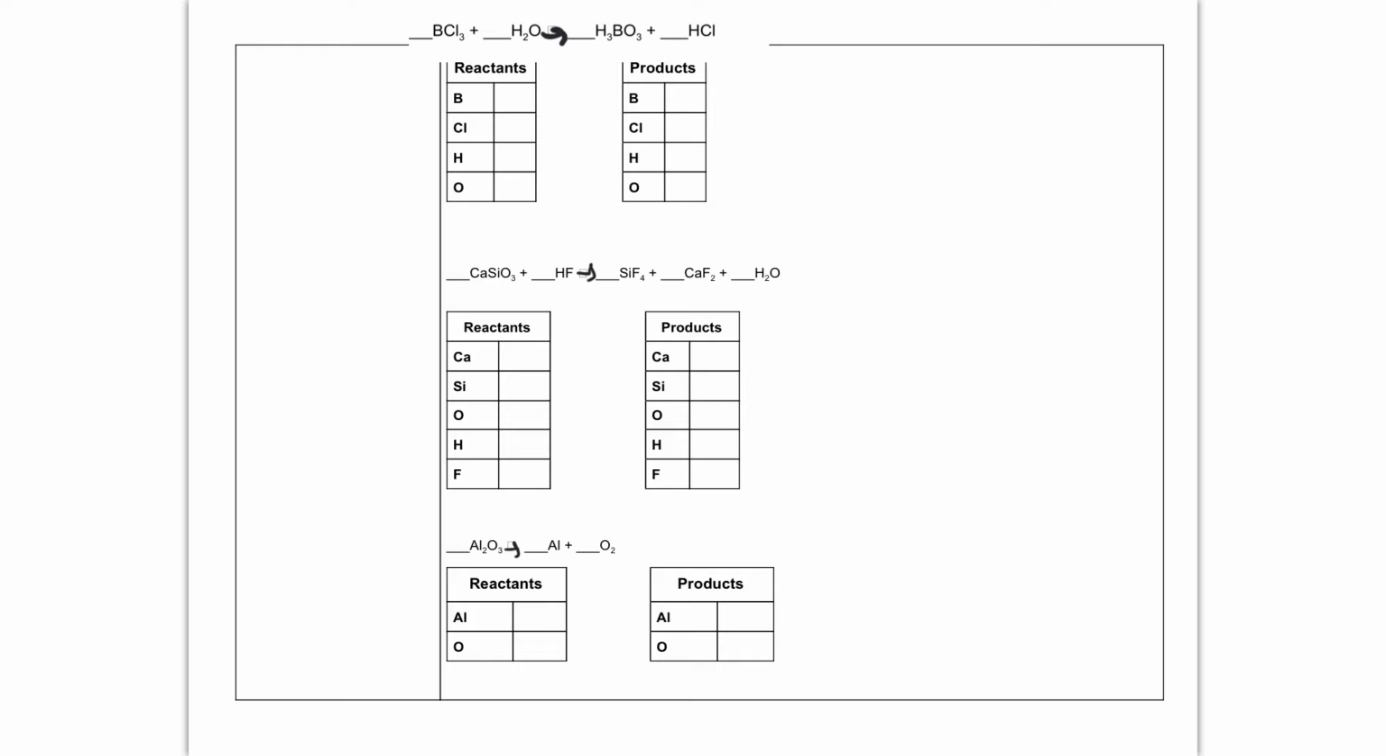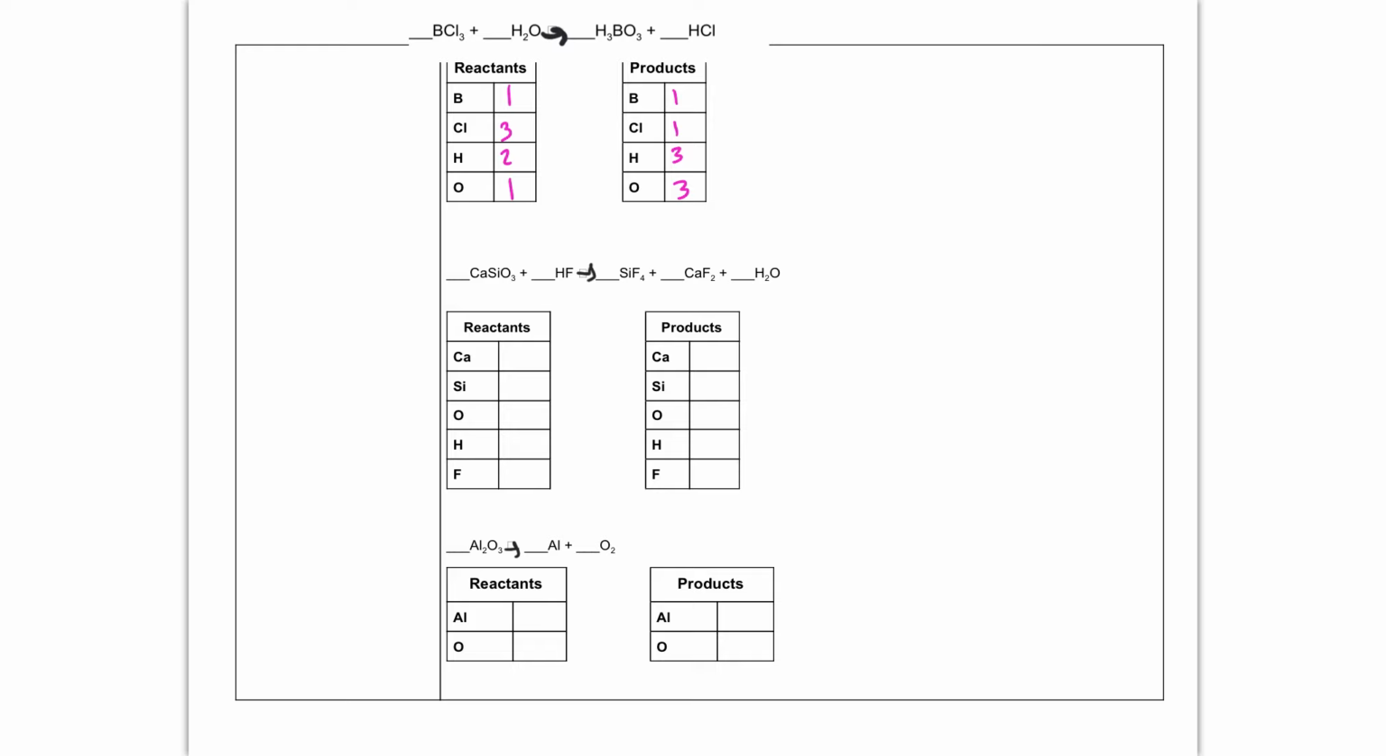With this next reaction, I have 1 boron, 3 chlorines, 2 hydrogens, 1 oxygen on my reactant side. On my product side, I have 1... hydrogens, I have 3 oxygens, I have 3. So remember, the trick is to save your hydrogens and oxygens until last and balance everything else first.